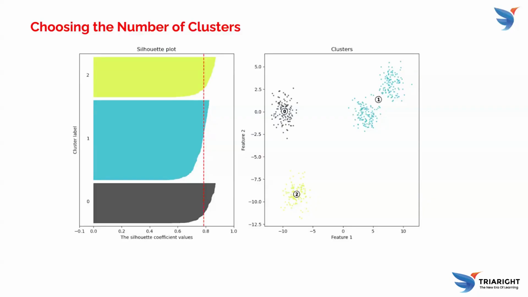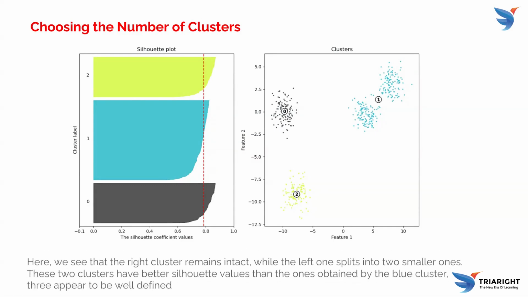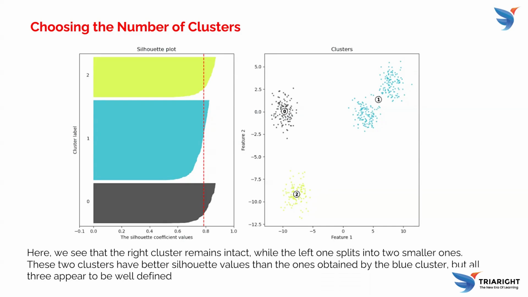We have some more examples here. We can see the right cluster remains intact while the left one is split into two smaller ones. The clusters have similar silhouette values to the one obtained by the blue cluster, and all three appear to be small but well defined.